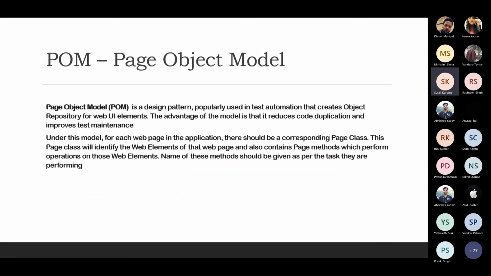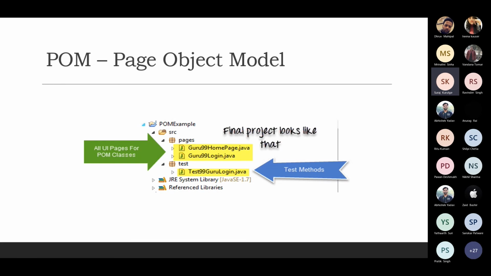This is one framework, that is the page object model. If we have lots of modules in our project, how will we manage that? So this is nothing but the page object model. I will show you one image. It will clarify this.